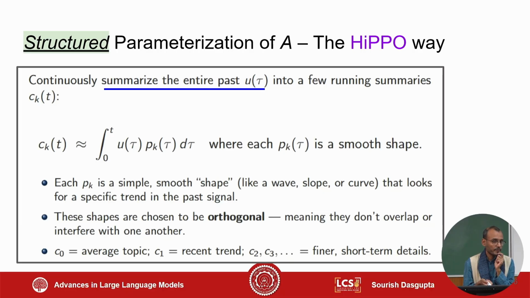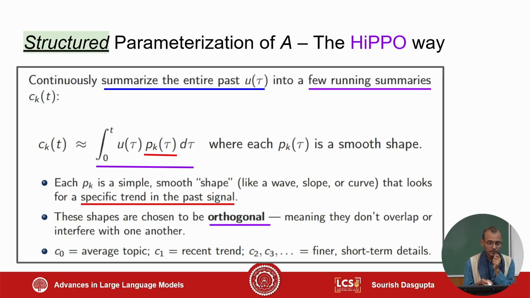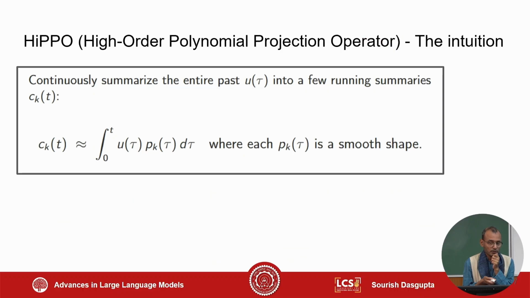Summarize the entire past with a few running summaries. These are the summaries, and they should be orthogonal. Your summary should be orthogonal with specific trends in the past signal. Okay. So Hippo, or what we call the high order polynomial projection operator, that's what they proposed, is basically this only.